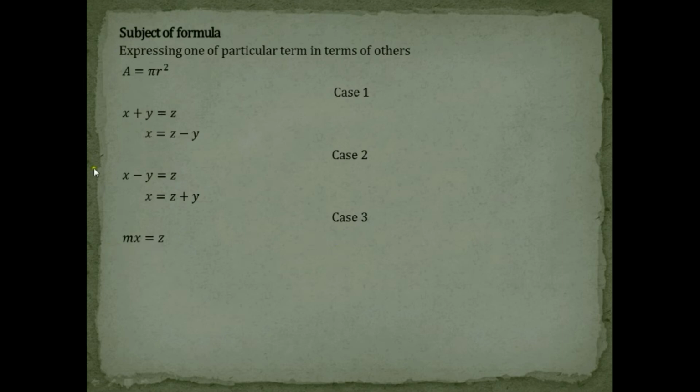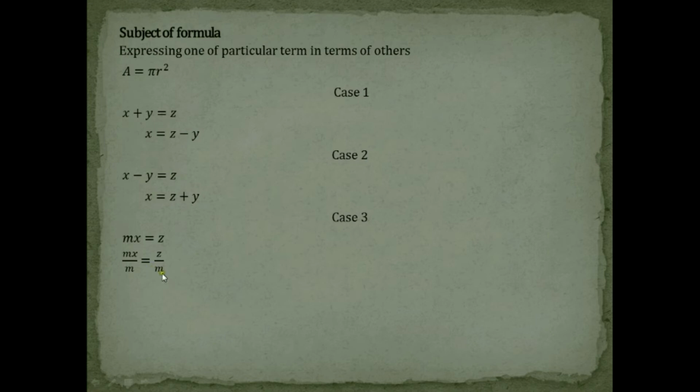The opposite of multiplication is division. So whenever you have a quantity or quantities multiplying the particular quantity you want to make the subject of the formula, you use the opposite of multiplication, which is division. So we divide both sides by that quantity disturbing x from standing alone. And what is that quantity? m. So we divide both sides by m.